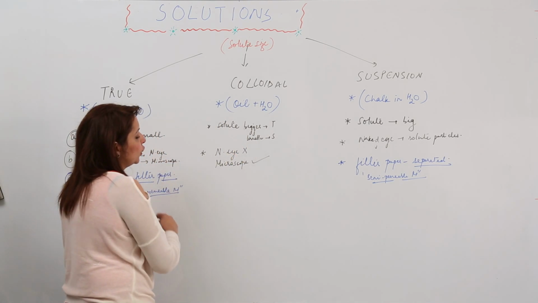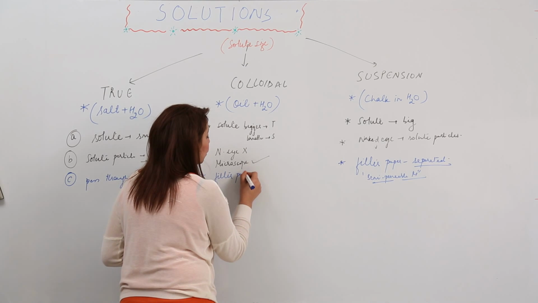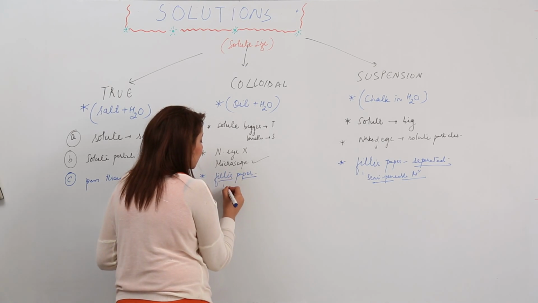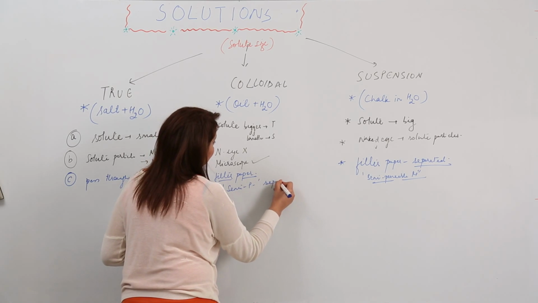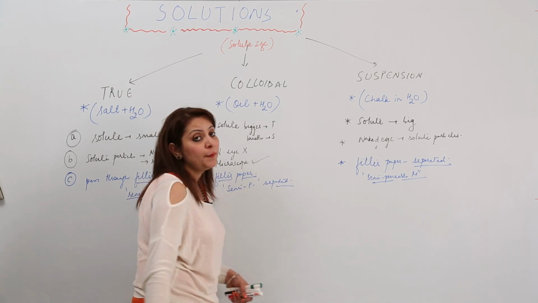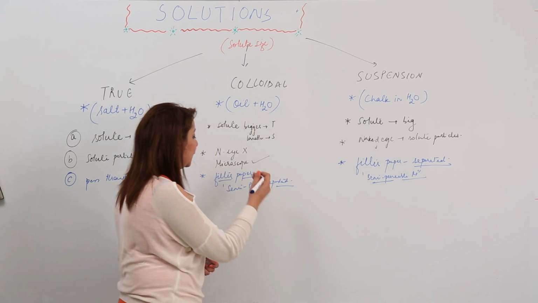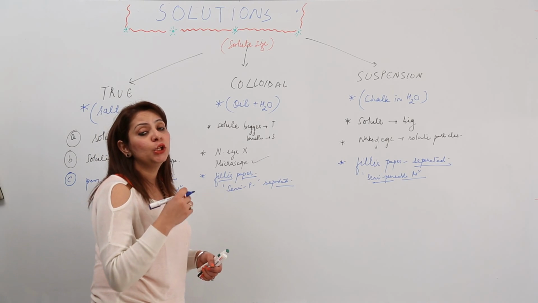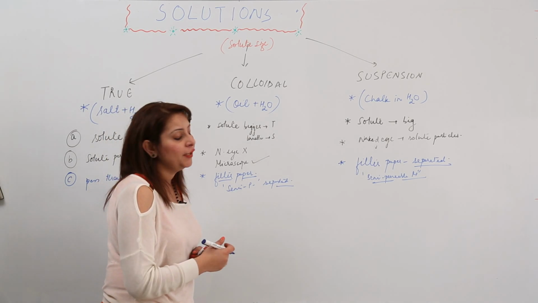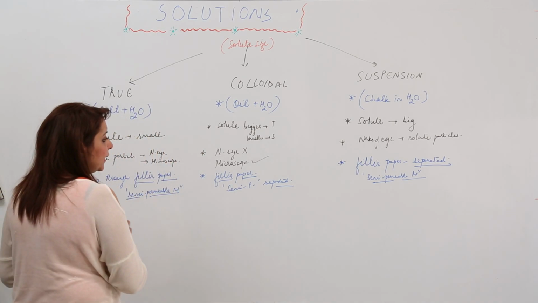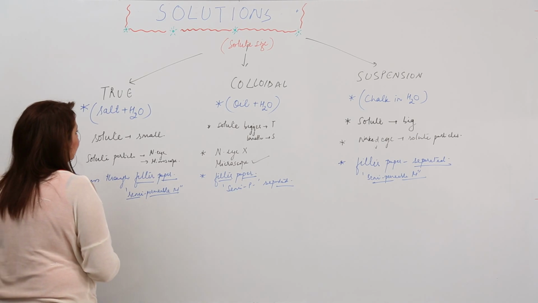And when I talk about colloids, what happens? They pass through filter paper. That means they are not separated by filter paper, but when we use a semi-permeable membrane, they get separated. The solute particles are just stopped by the semi-permeable membrane. They are not allowed to pass through it. So that means they can pass through the pores of filter paper but cannot pass through the pores of a semi-permeable membrane, hence get separated.